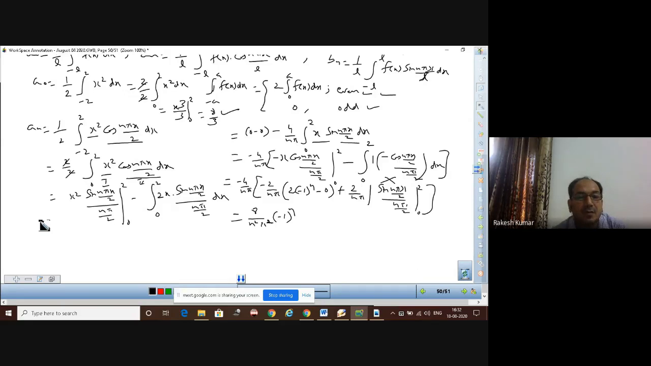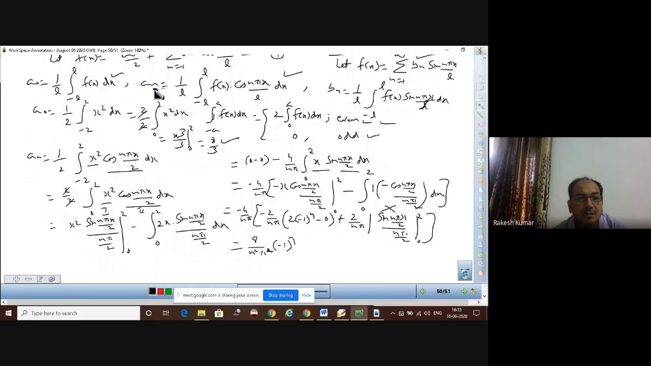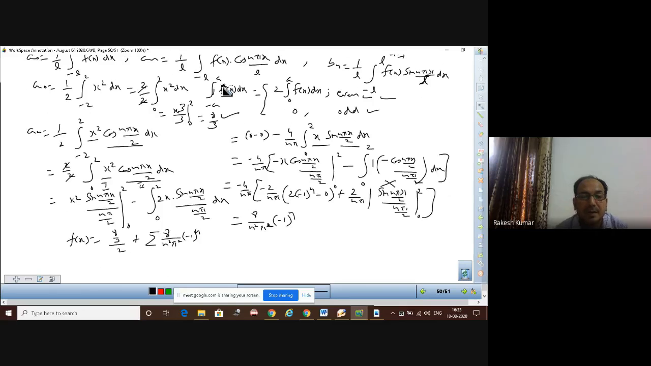Now we can find out the Fourier series by substituting the values in equation number 1. So in equation number 1, f of x is equal to a naught, which is 8 by 3 upon 2, plus the summation of an, which is 8 over n square pi square times minus 1 to the power n. And the next term will be cos of n pi x over 2. The value of n is 2 in this case.